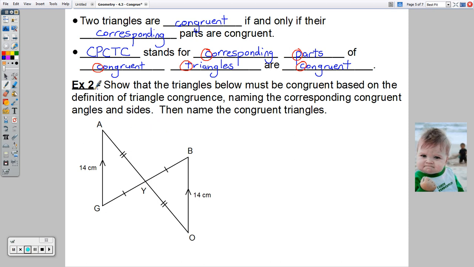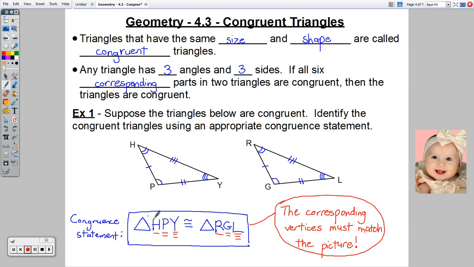move on with triangles. So example 2, show that the triangles below must be congruent based on the definition of triangle congruence. And that again said that all 6 parts had to match up. So we're going to name the corresponding congruent angles and sides, and then name the congruent triangles. When we name the congruent triangles, the corresponding parts have to match up.